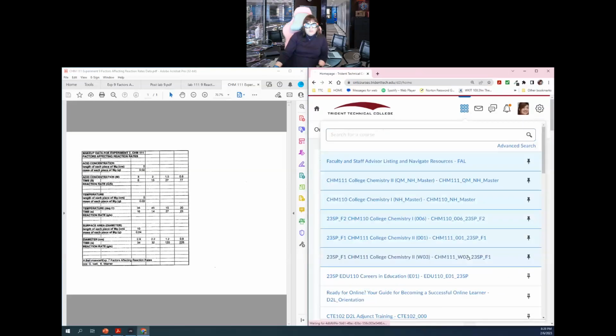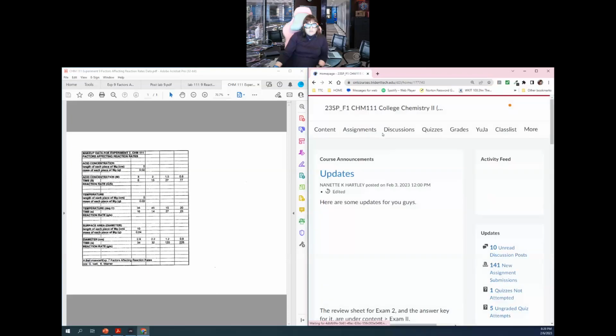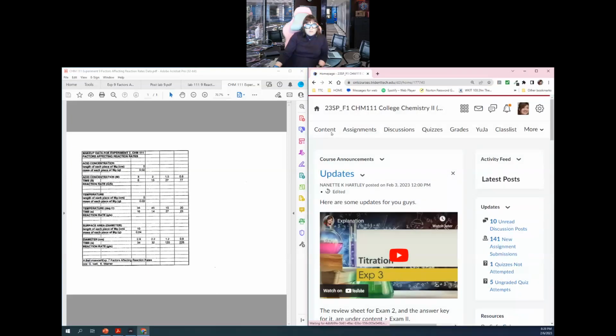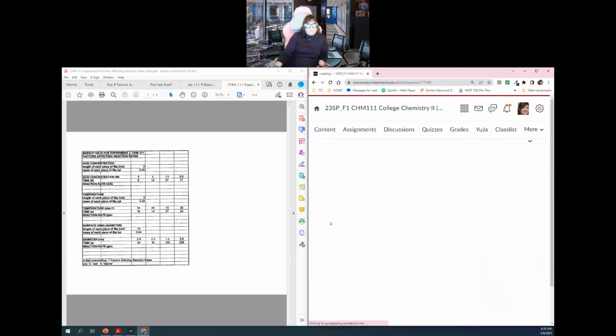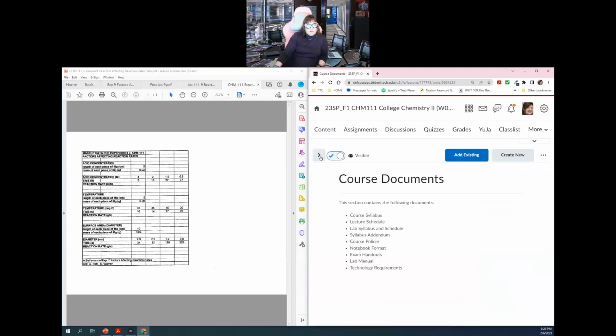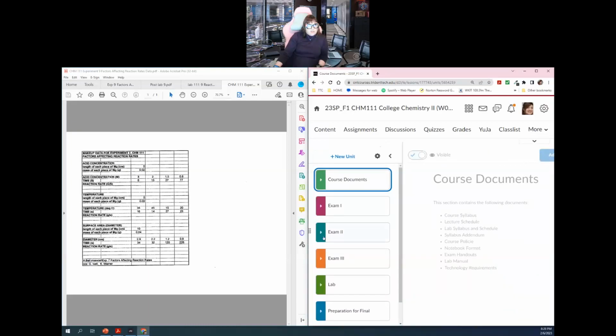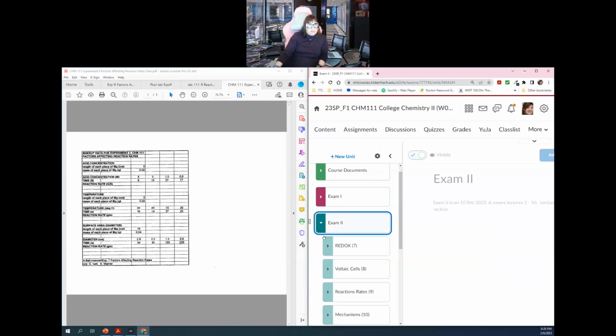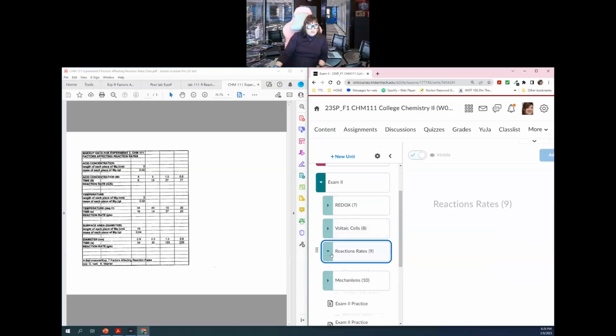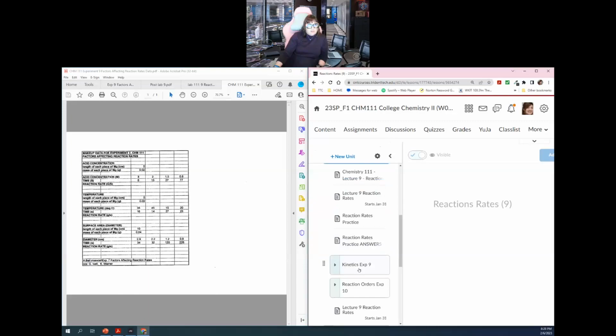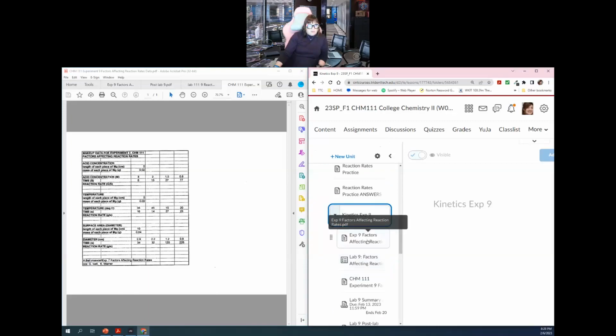So going into your shell, going to Content. Sorry, my thing's in the way. We are under, this one is reaction rates. So this should be exam 2, reaction rates, and kinetics, which is experiment 9. And then we have our factors affecting the rates. This is the PDF for that. This is the checklist for it.